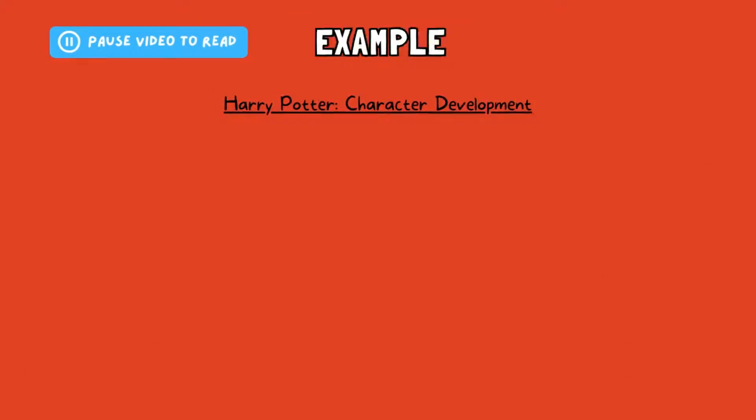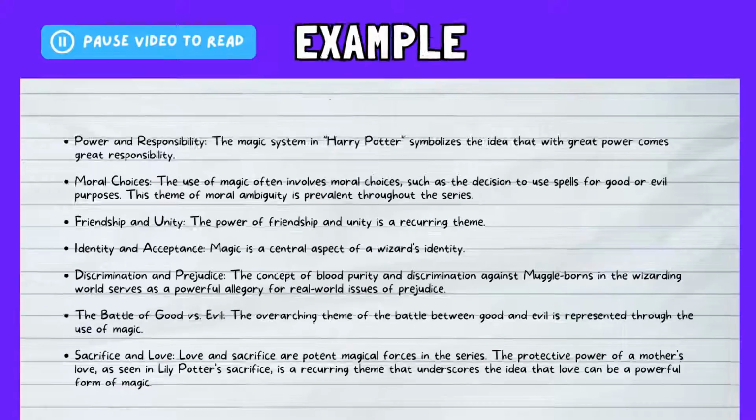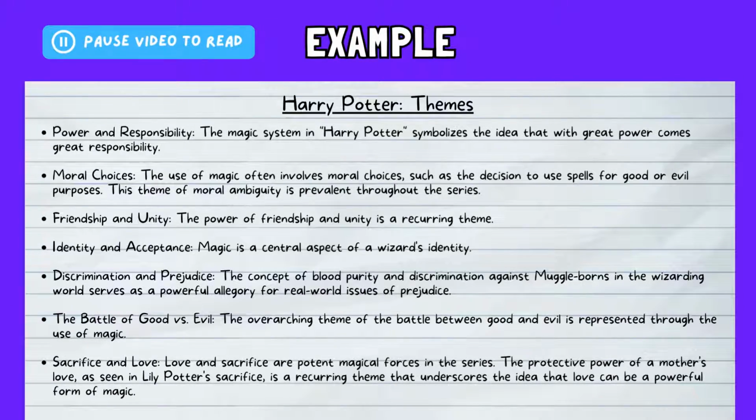Step 13. Think about the thematic elements of your magic system. Does it represent certain themes, such as the balance of power, the consequences of choice, or the nature of good and evil? In Harry Potter, the magic system reflects several powerful themes. One prominent theme is the battle between good and evil, embodied by the conflict between Harry and Voldemort.